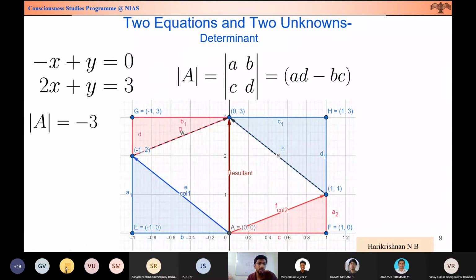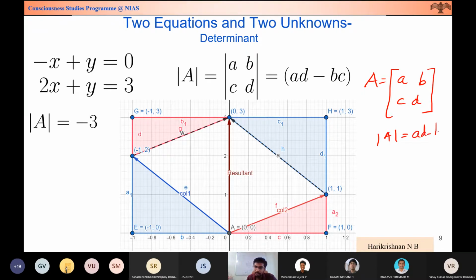Now we have something called the determinant. So what does the determinant mean? First let me define what exactly it is. Suppose I have a matrix A, which is 2 cross 2, with entries a, b, c, d. The determinant is defined as determinant of A is ad minus bc. Now this is how we write it algebraically, but what does it actually mean? It is actually the area of the parallelogram.